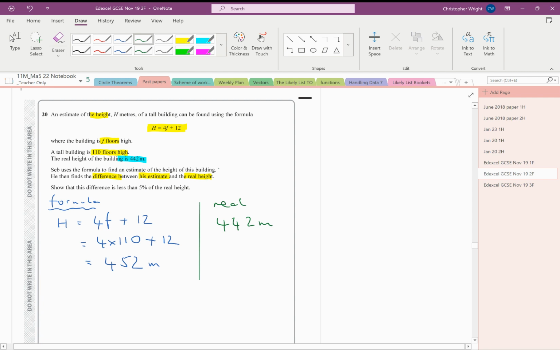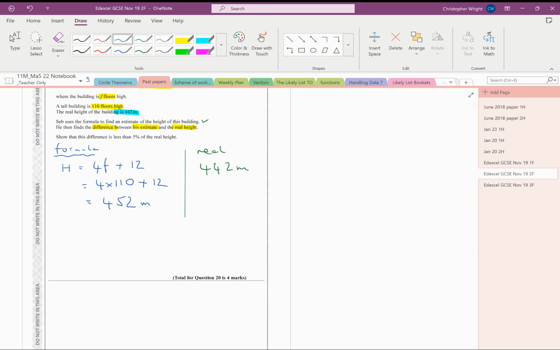Right, so we've done that bit. Seb uses the formula to find the estimate of the height. He then finds the difference between his estimate and the real height. Well, the difference is 10 meters. Show that this difference is less than 5% of the real height.